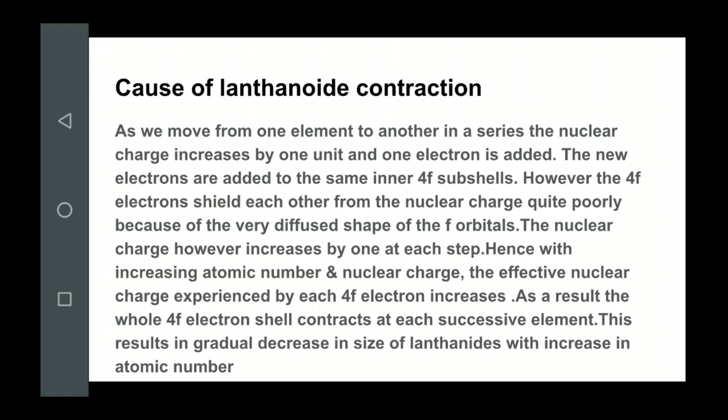Now that same electron is going to experience quite a high effective nuclear charge when more electrons are added to the same subshell. Because they are present at the same position, the effective nuclear charge experienced by each of the electrons present in the f orbital will be the same as the atomic number goes on increasing. Okay, because the pull of the nucleus is increasing.